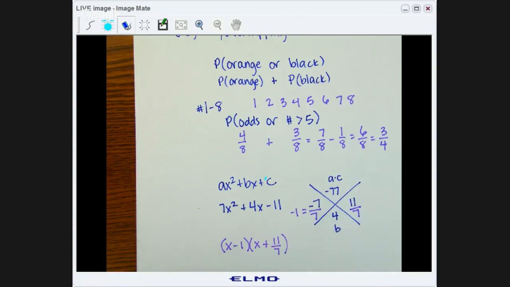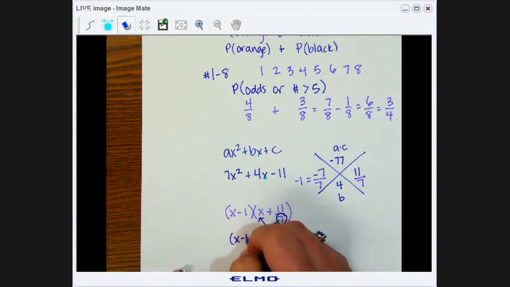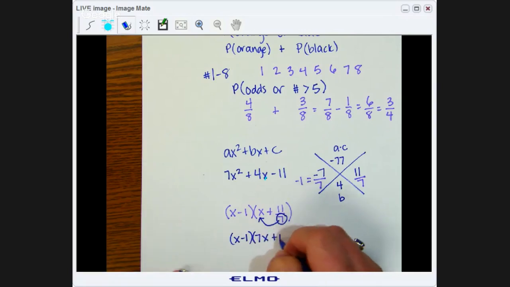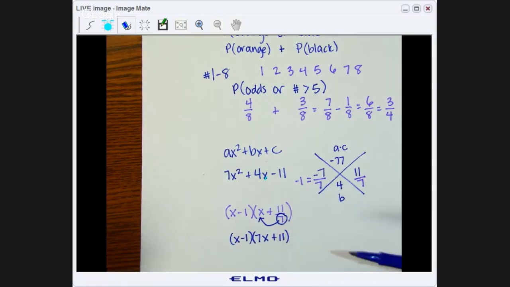And then anytime that I have a fraction in terms of one of my expressions, I need to do that bottoms up maneuver where I take the bottom of the fraction, put it in front of my x, and then rewrite this as x minus 1, and then that 7 comes in front, plus 11. Now, if you're not sure whether or not you got the right factors in there, you can always go back and multiply those 2 together.